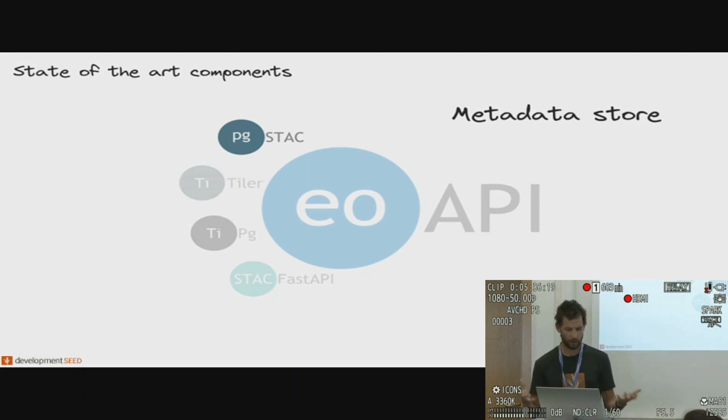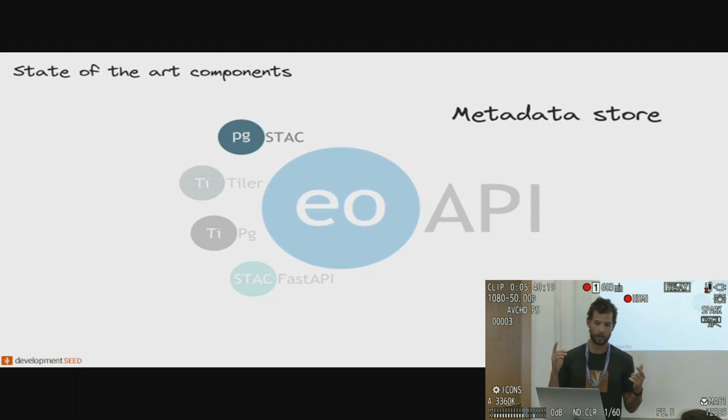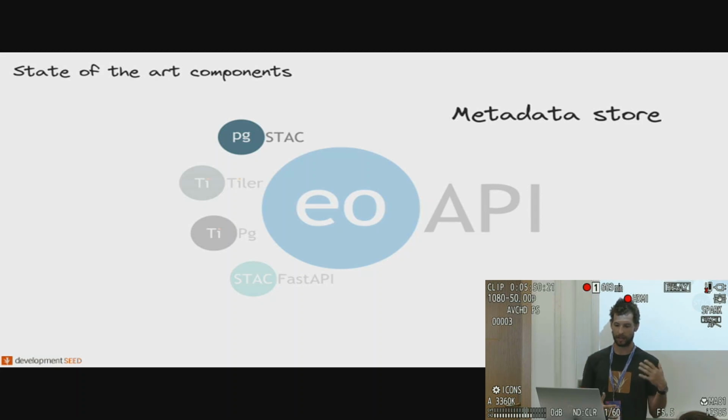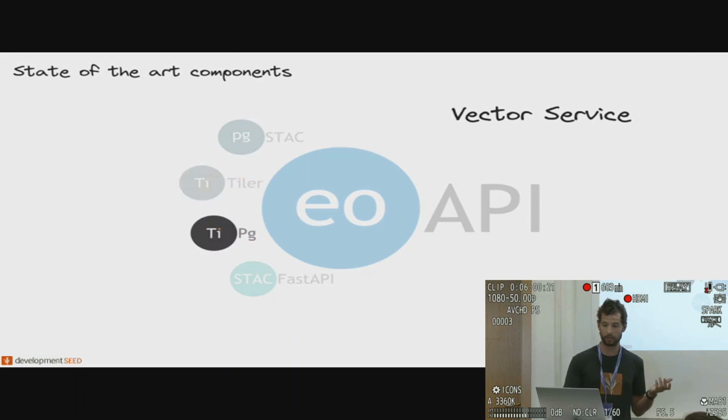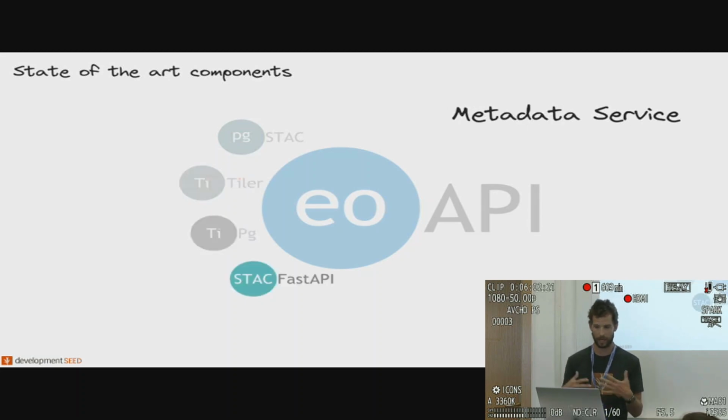So what is the full Earth observation API for us? What it means is you have a database where you store all the STAC metadata. You have a raster tiler where you can visualize the assets that you have. You have a vector service that you can use to display vector data. And you have a STAC metadata service that you can use to search for the assets that you have in the database.